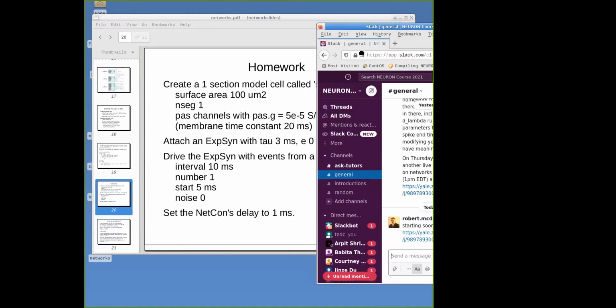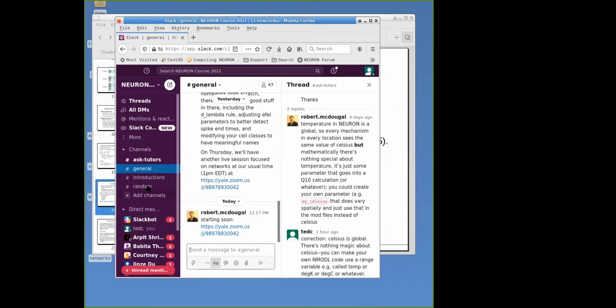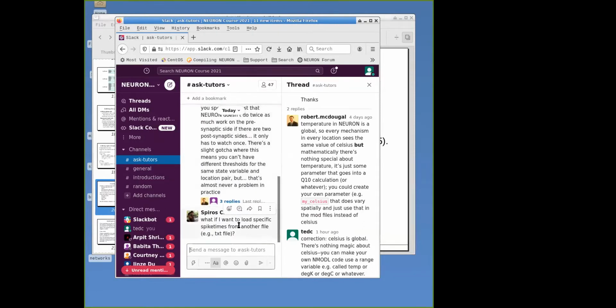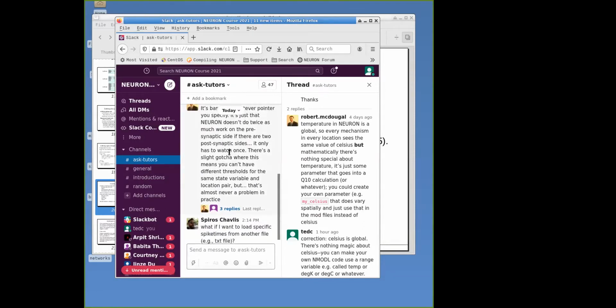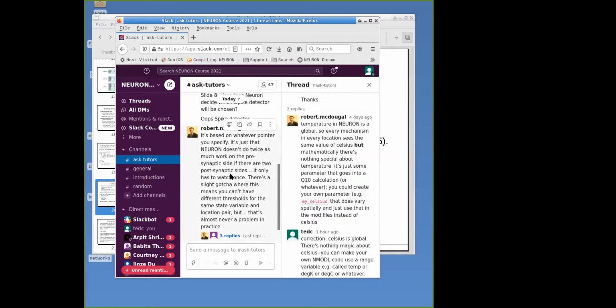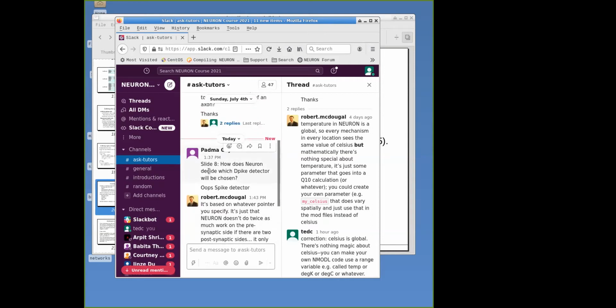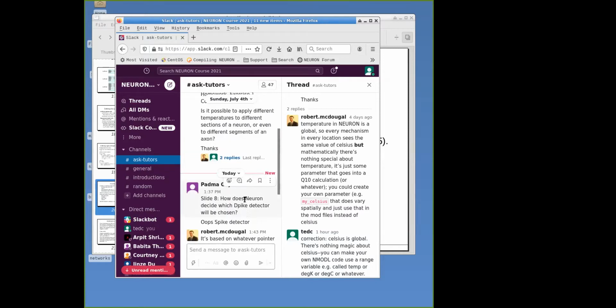So imagine somebody creates a NetCon monitoring a certain membrane potential, and it has a threshold of 10 millivolts, and another one at the same location has a threshold of 0 millivolts. Which spike detector will be chosen? So for example, well, go ahead.